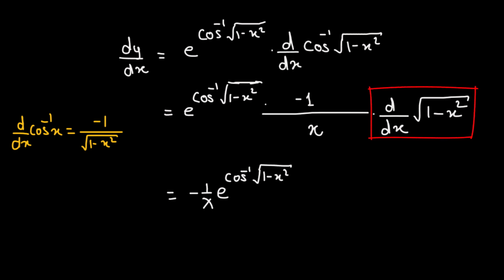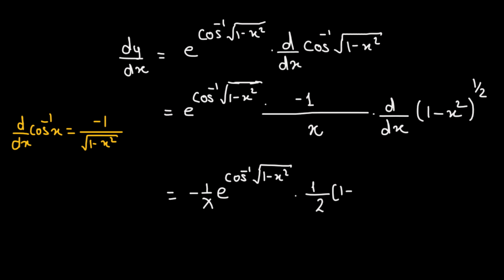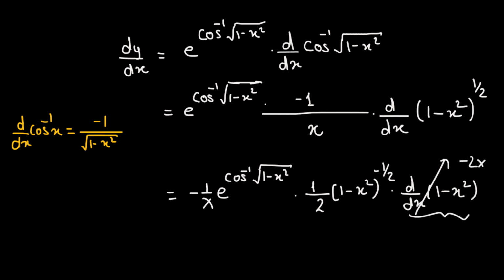Now here we're going to use the power rule. So for that, we are going to rewrite square root of 1 minus x squared as 1 minus x squared raised to the power of half, so that the derivative will be half multiplied by 1 minus x squared raised to the power of half minus 1, which is -half. Then again we have to apply the chain rule, so it will get multiplied by the derivative of 1 minus x squared. Now the derivative of 1 minus x squared is -2x.